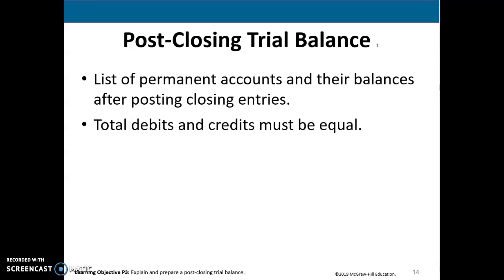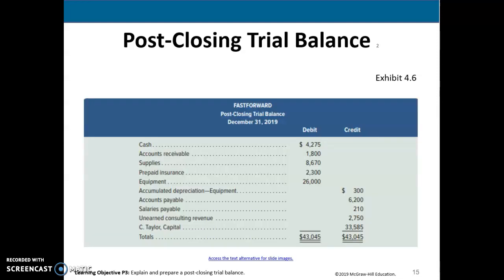So it's going to list all of our permanent accounts and their balances after we post those closing entries. Again, the same as before when we did chapter 2 with the trial balance, we want the debits and the credits to equal. So here's what it's going to look like.